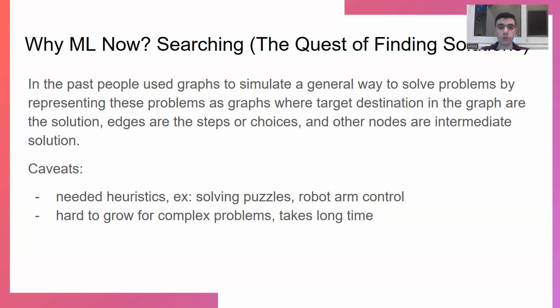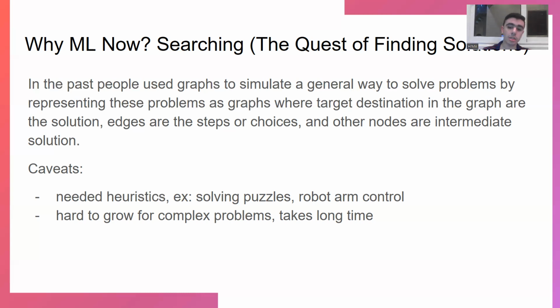This way of solving problems can be generalized to solve other problems like solving puzzles or a robot arm control problem, by representing intermediate states as nodes in the graph and a solution as one of the leaf nodes, and then let the computer try to search until it finds a good solution. But that has caveats. As the problem gets larger, it gets more complex, and the graph also gets larger. This will require the use of heuristics to guide me through this approach that can take a long time.